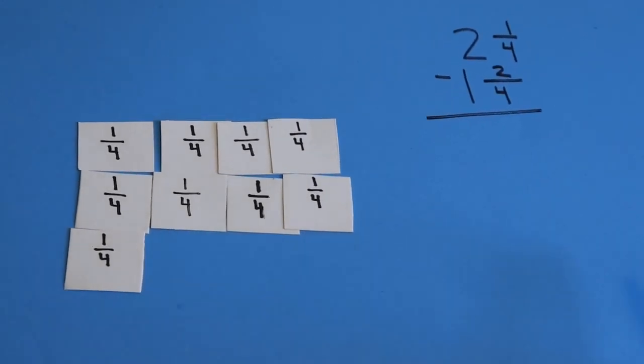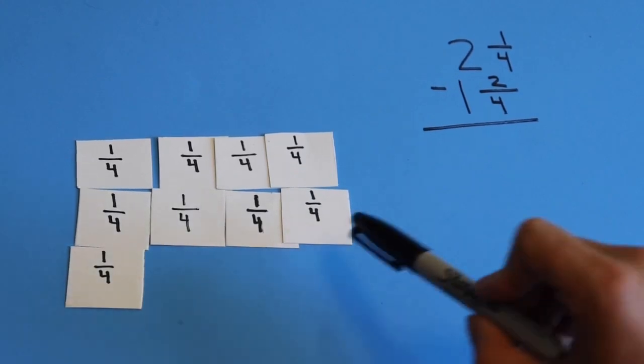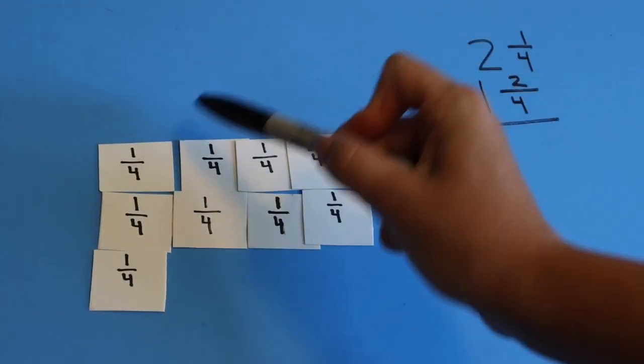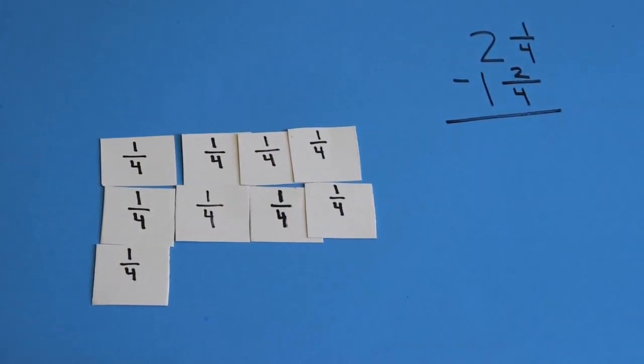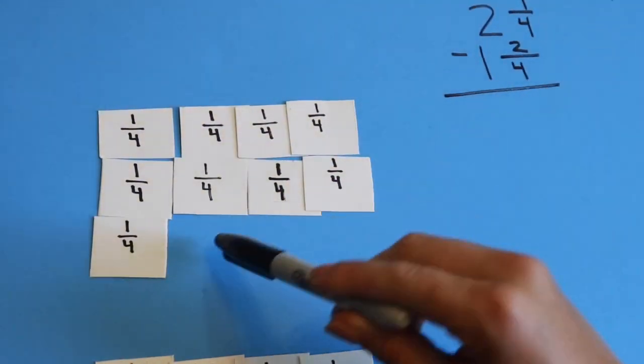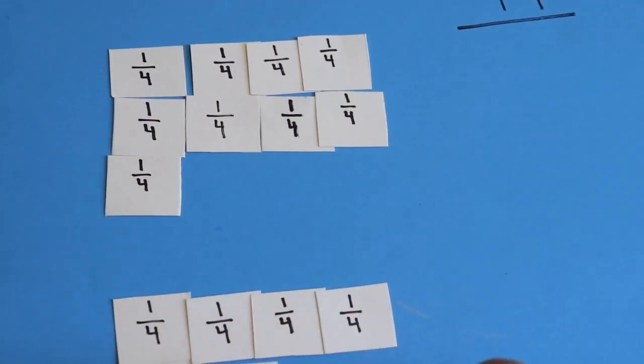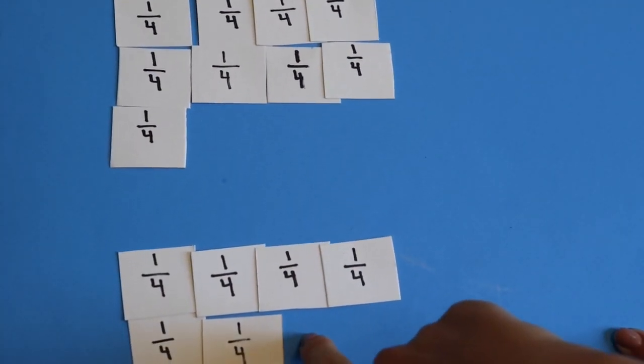So now we're going to do a quick model for 2 1/4 minus 1 2/4. If you look over here, I already set up the model, and this is 2 1/4. Again, 1, 2, 3, 4. This is a whole, this is a whole, and then this is 1/4, okay? So 2 1/4 minus 1 2/4.